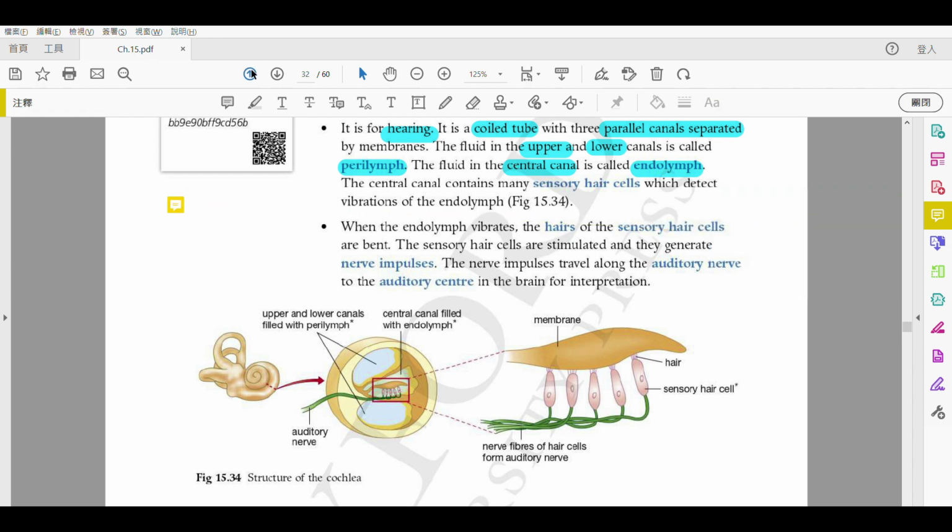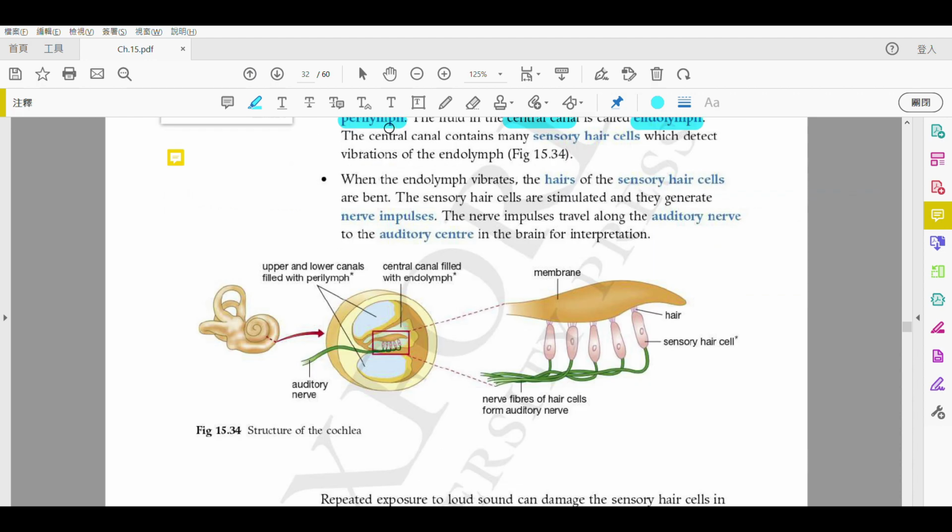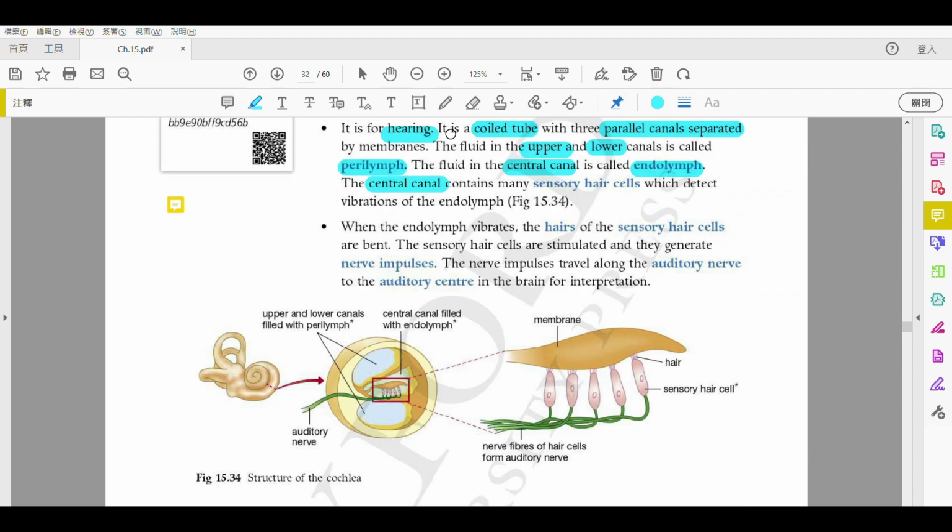Alright? Okay. And then in the central canal, you can find a lot of sensory hair cells. So they are like the receptors. Okay? So they are the sensory hair cells and they'll detect the vibration of the endolymph only. Okay? So first of all, when the endolymph vibrates, what will happen? The hair will bend. So what hair are we talking about? The hair of the sensory hair cells.